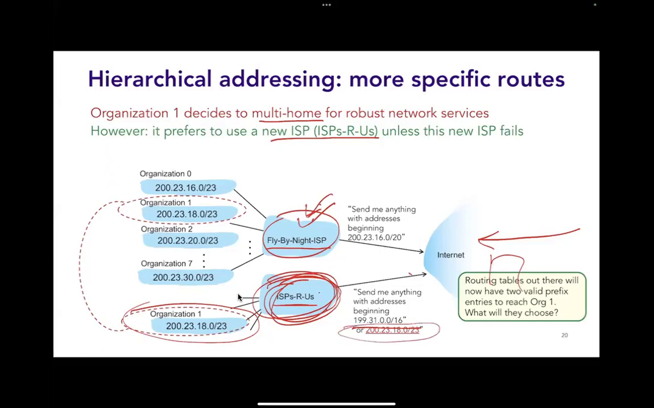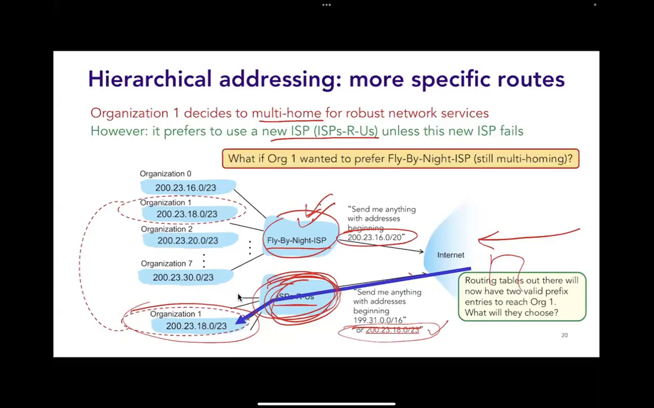So this one is a /23, this one is a /20, and they will use the longest matching prefix. So they will go through ISPs RS. And the traffic will be routed by this dark blue arrow from the internet to organization one under normal conditions. Okay. If ISPs RS fails, then the traffic will be routed through the fly-by-night ISP. Okay. What if organization one wanted to prefer the fly-by-night ISP to get the traffic, and if the fly-by-night ISP fails, it should get the service from ISPs RS.